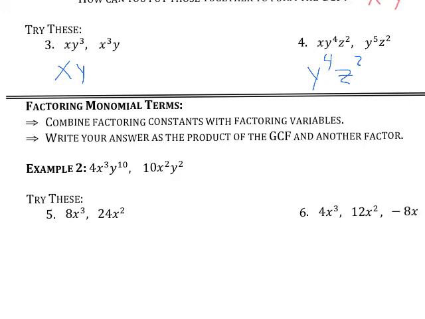Okay, so go ahead and do example 2 and try these 5 and 6 together with your partners. Make sure you do the number and then go through and do the variables, okay?